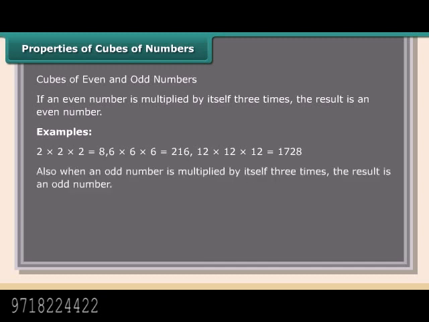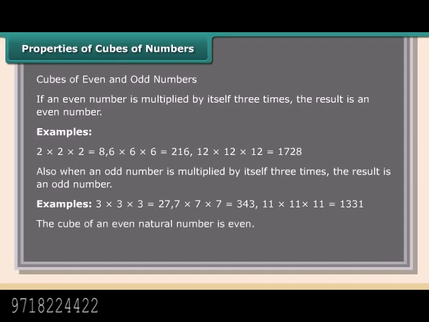1728. Also, when an odd number is multiplied by itself 3 times, the result is an odd number. Examples. 3 into 3 into 3 is equal to 27. 7 into 7 into 7 is equal to 343. 11 into 11 into 11 is equal to 1331. The cube of an even natural number is even. The cube of an odd natural number is odd.